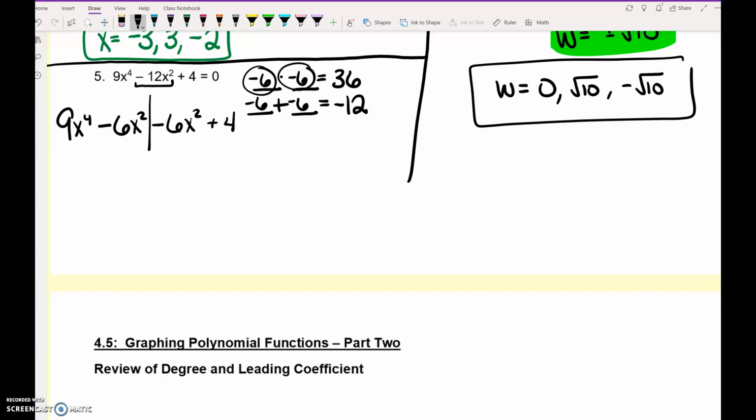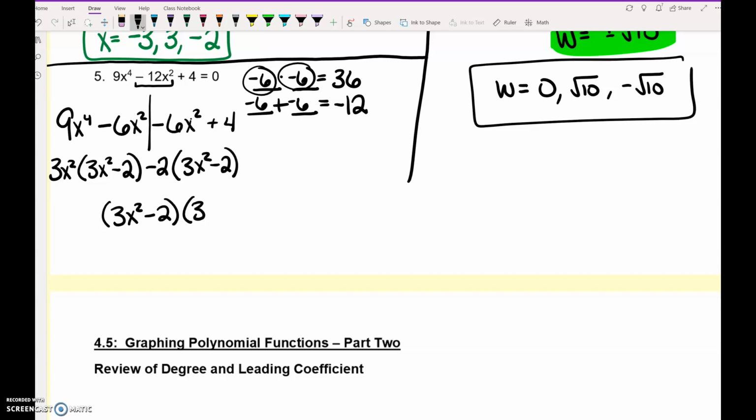Then we factor by grouping. The first 2 have 3x squared in common. The second group has negative 2 in common. So this looks kind of funny, but your factored form is 3x squared minus 2 times 3x squared minus 2. You could just make that squared.